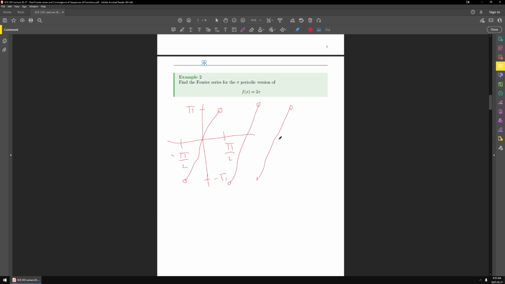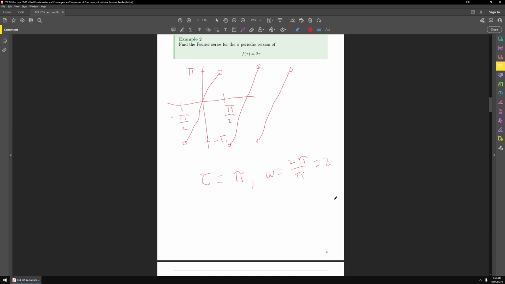Okay, so first thing again, find tau. Tau is always the length of the interval. Tau is pi. Omega. Omega is always 2 pi over tau. Tau is pi, so omega is 2. So it's the same bases we had last time. This is actually for a purpose. We're going to show you a trick in the future by looking at these two examples. Hashtag derivatives, integrals, fun times.